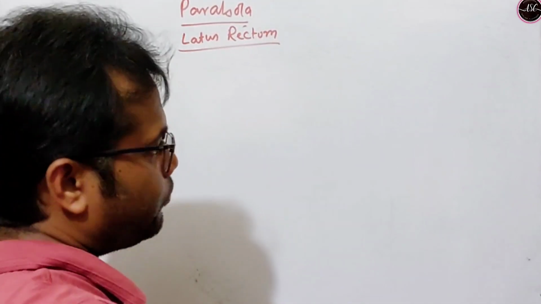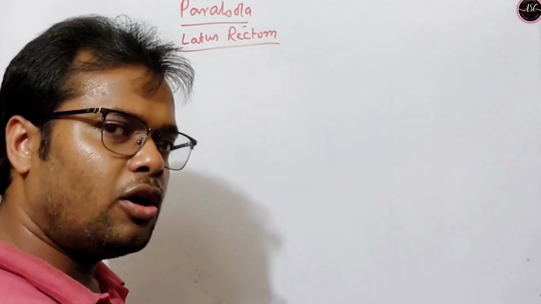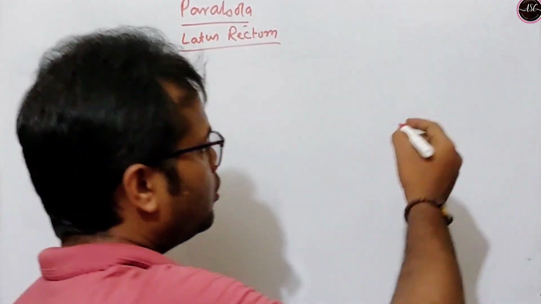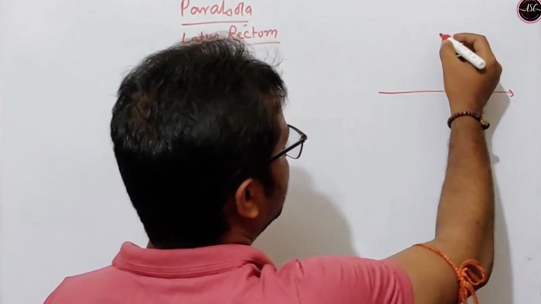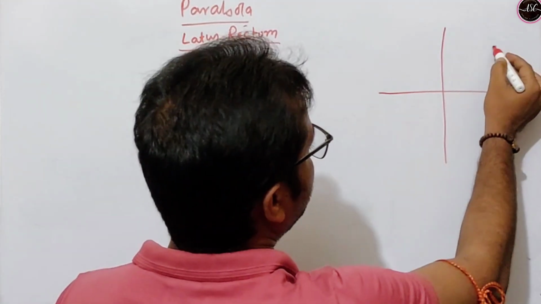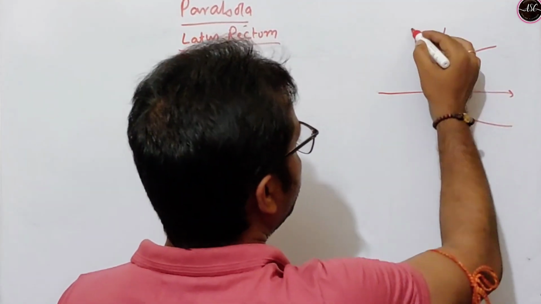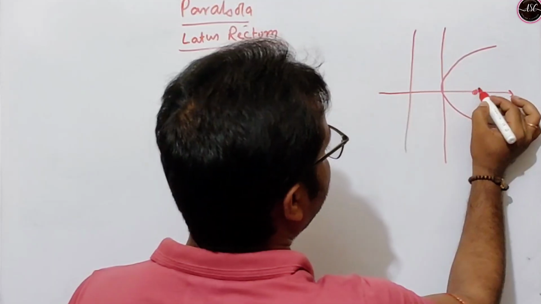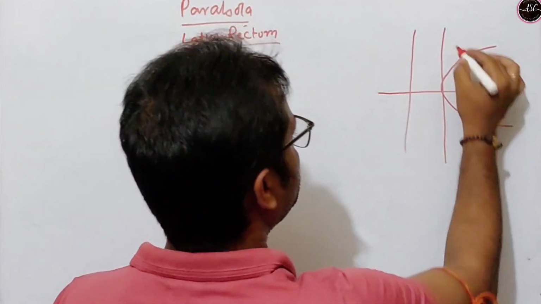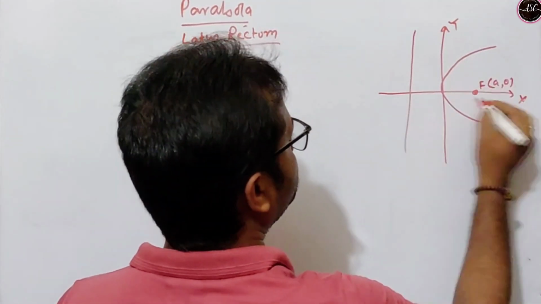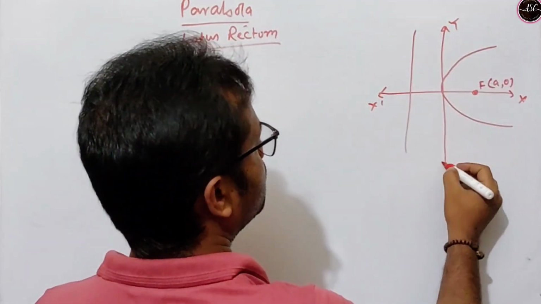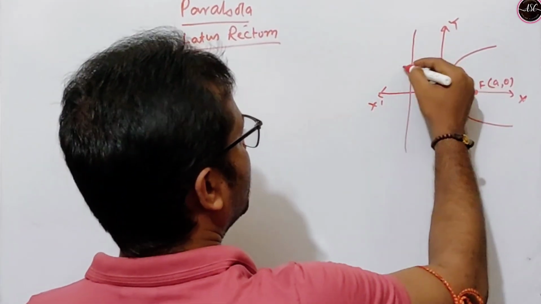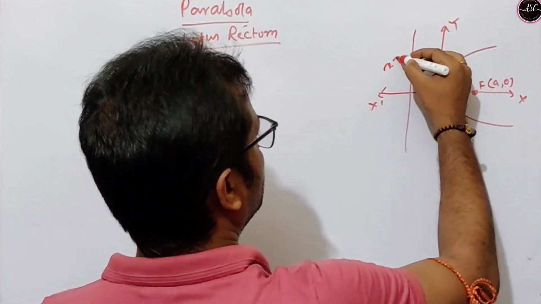What is the latus rectum? We take any figure of the parabola. Let the axis be parallel to the x axis and the focus at (a, 0). This is the directrix, x equal to minus a.